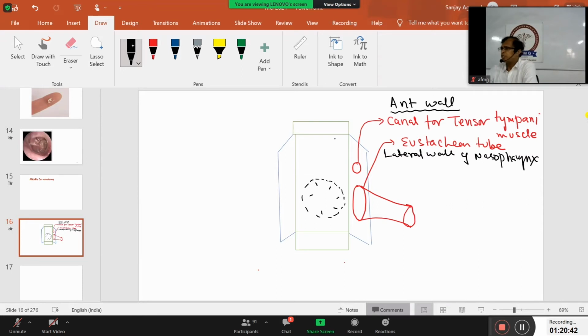Therefore, if I ask you, eustachian tube connects who with who? What do you say? Eustachian tube connects the middle ear to the nasopharynx. Very logical. But where is the nasopharynx? Pharynx behind the nose is naso. Naso is nose. Pharynx behind the nose is nasopharynx.